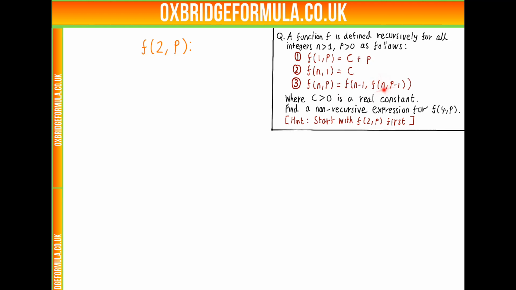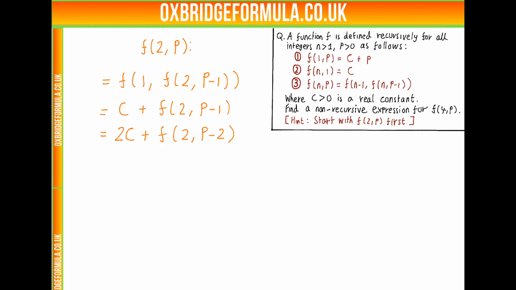So looking at rule 3, we know f(2, p) is f(1, f(2, p minus 1)). Well, f(1, p) is c plus p, so this will be c plus f(2, p minus 1). Now, if p minus 1 is 1, we use rule 2. If not, we can just apply the same logic, because we jumped from f(2, p) to c plus f(2, p minus 1). So if we do it again, we get 2c plus f(2, p minus 2). And we can carry on with this all the way until we get to a 1 here. So we'd get p minus 1 lots of c plus f(2, 1).